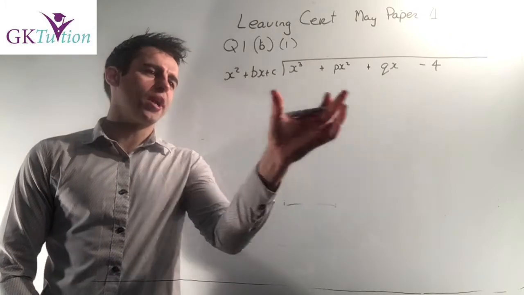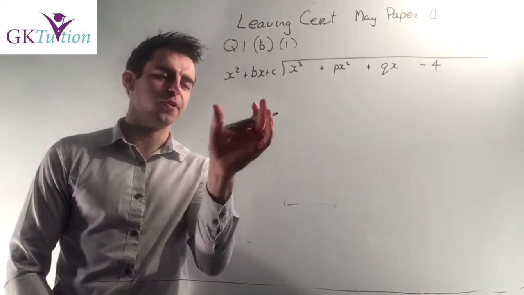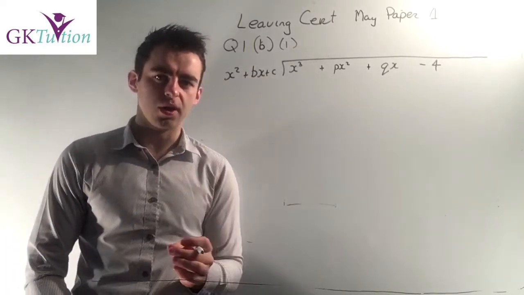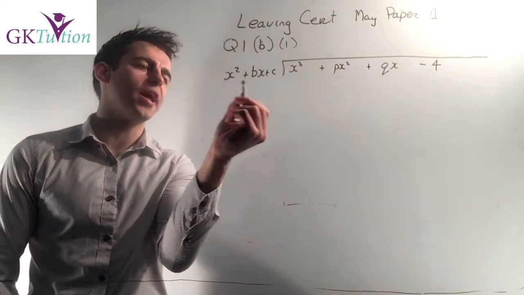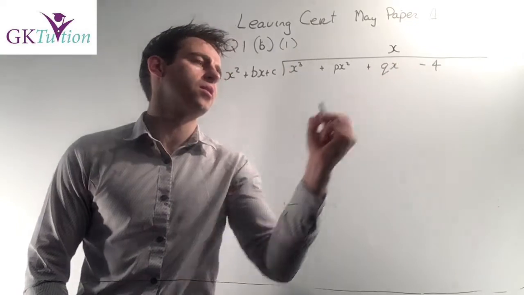We are told that this quadratic is a factor of this cubic. So if that's a factor of that, then if I divide the quadratic into the cubic, I know the remainder is 0. So let's just go through the long division bit here. I'm going to divide x squared into x cubed. And x squared into x cubed is going to go x times.